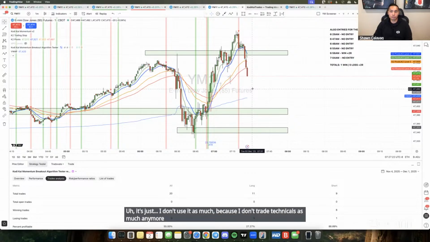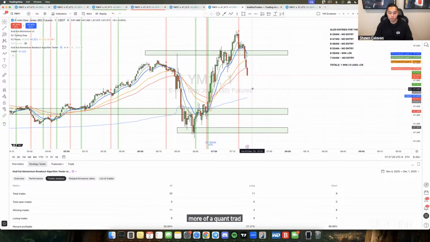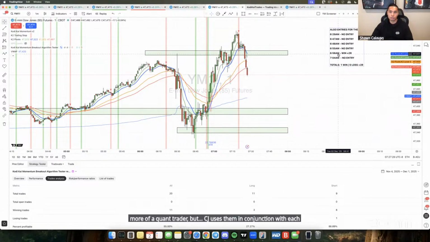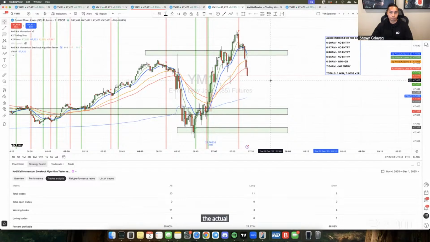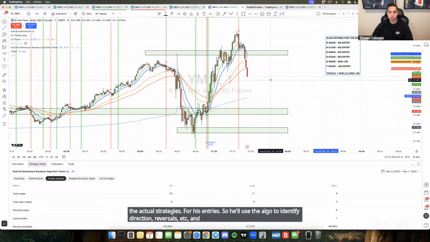I'm going based off probabilities, more of a quant trader. But CJ uses them in conjunction with each other. So CJ uses the algo, but he also uses the actual strategies for his entries. He'll use the algo to identify direction, reversals, etc., and then use the actual technical strategies for entry.